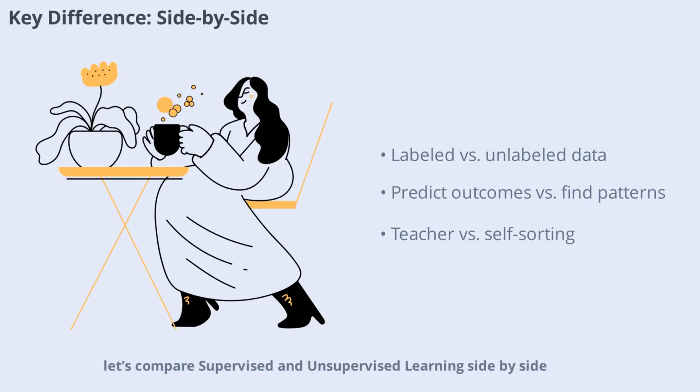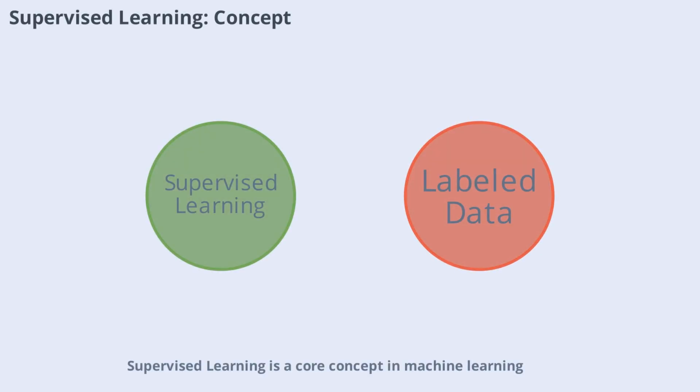To make things clearer, let's compare supervised and unsupervised learning side by side. Imagine a simple table that lays out the differences. Supervised learning uses labeled data and aims to predict outcomes, much like learning with a teacher. Unsupervised learning, on the other hand, works with unlabeled data and focuses on finding hidden patterns, similar to sorting things out on your own. This comparison helps highlight the core distinction between the two approaches and shows why each is useful in different situations.